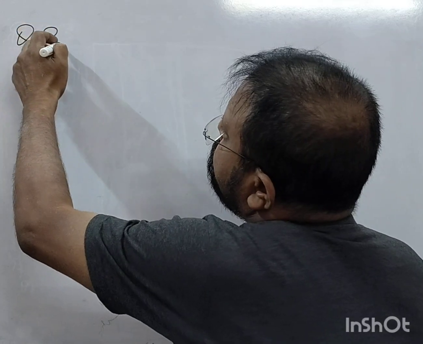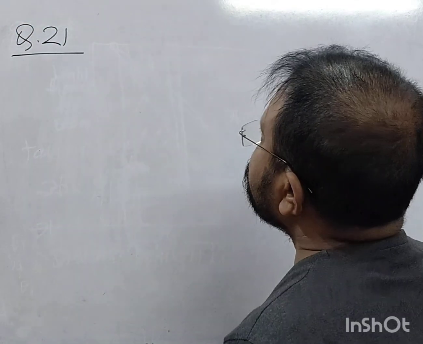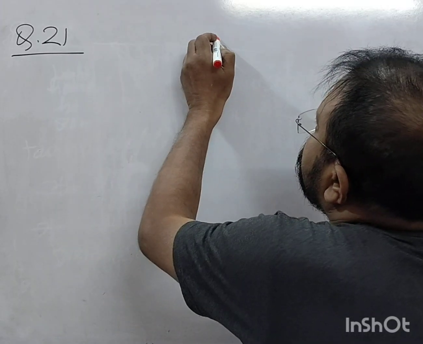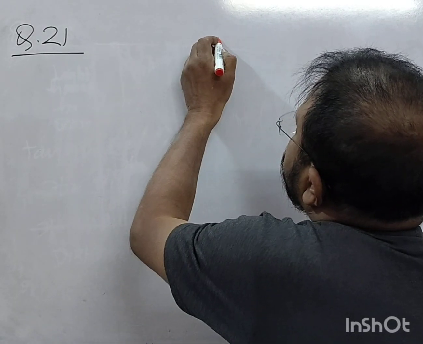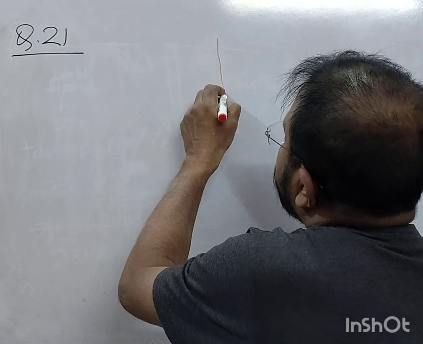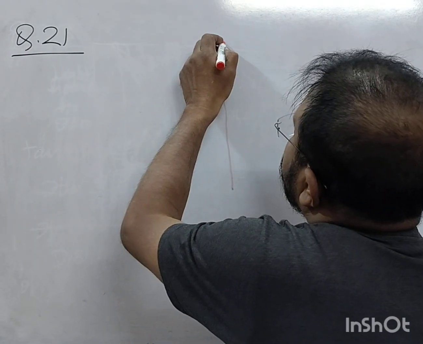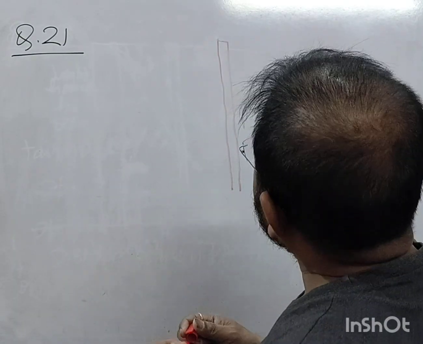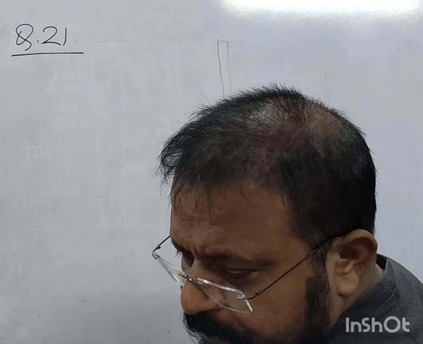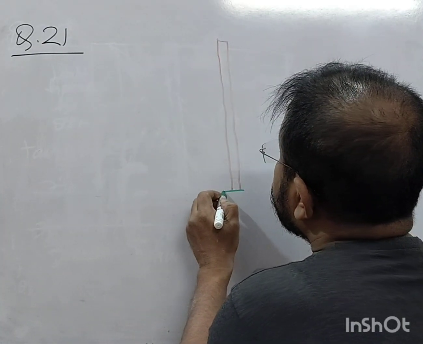Question number 21, and it is saying there is a tower. There is a tower like this. Yeah, there is a building, whatever it is. There is a tower or there is a building, right? This is, and there is ground.